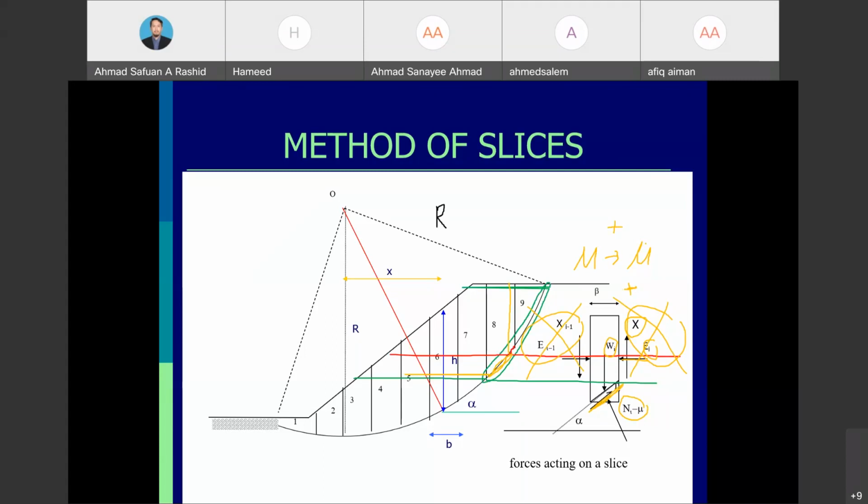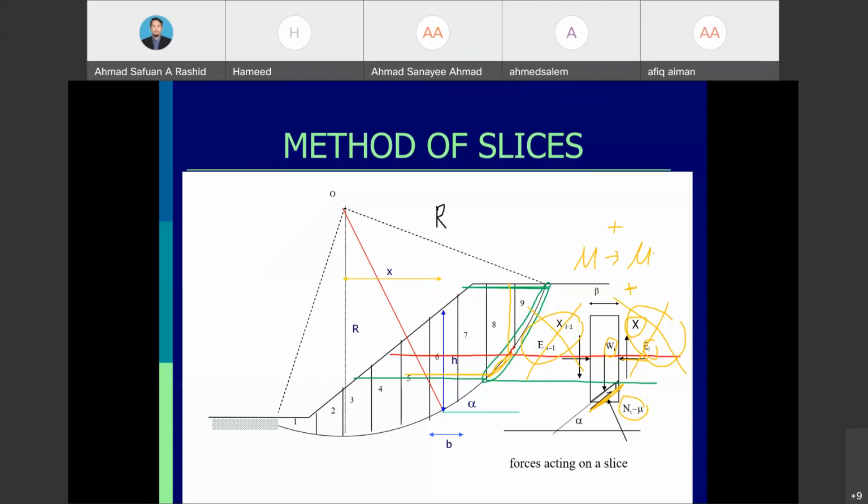Okay, and then improvised by Fillenius, but include the pore water pressure. And then Bishop. Okay, so he has include the X and E, the summation of X and the summation of E has a certain degree. Okay, and also include the pore water pressure. So in that case, Bishop provide more comprehensive analysis compared to the Fillenius. However, it's very tedious. Okay, we may look on the example later.